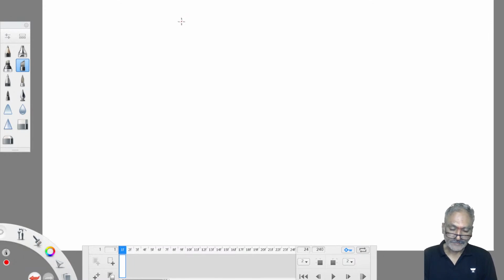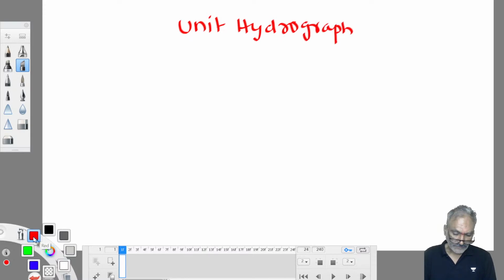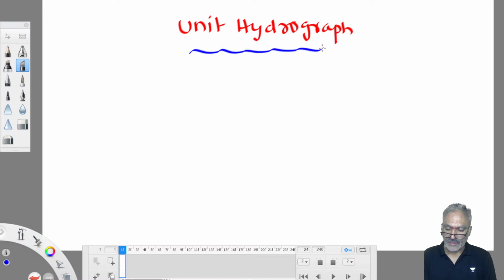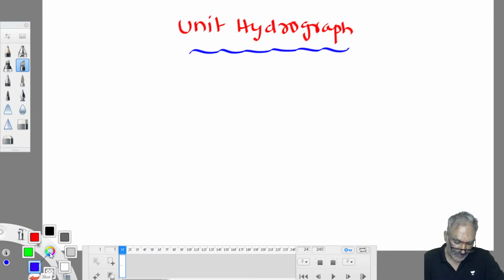So let us start. Unit hydrograph. Before the development of this unit hydrograph concept, hydrographs were used only for finding out runoff. Except runoff, nothing we used to get. But after the advent of the unit hydrograph concept, the hydrological analysis was completely revolutionized. So beyond runoff, many things we work out with the help of unit hydrograph.